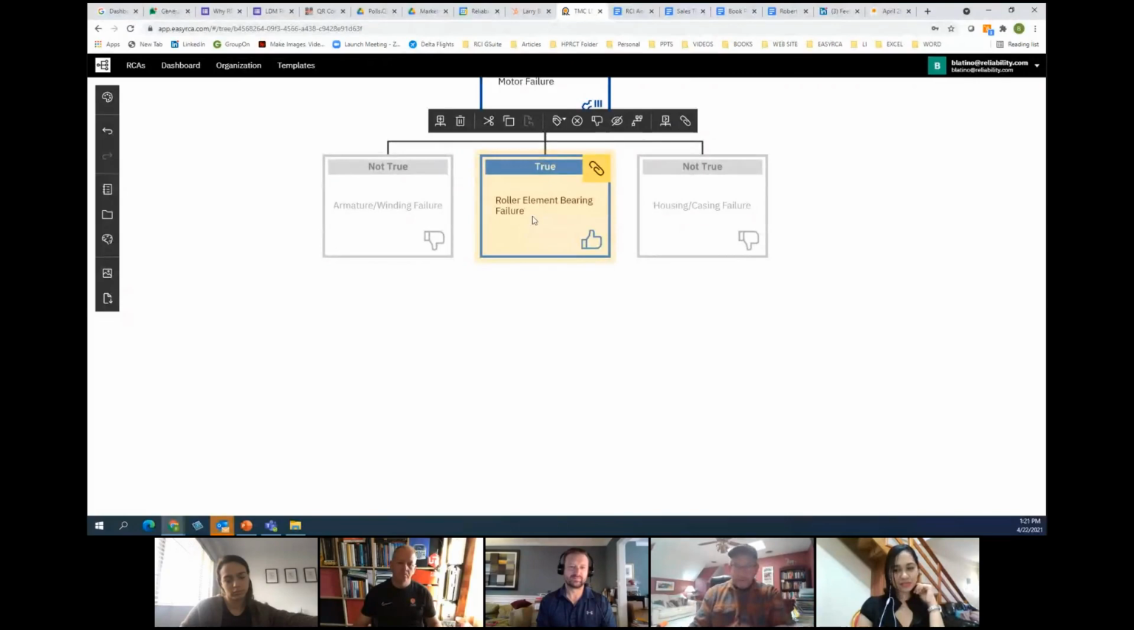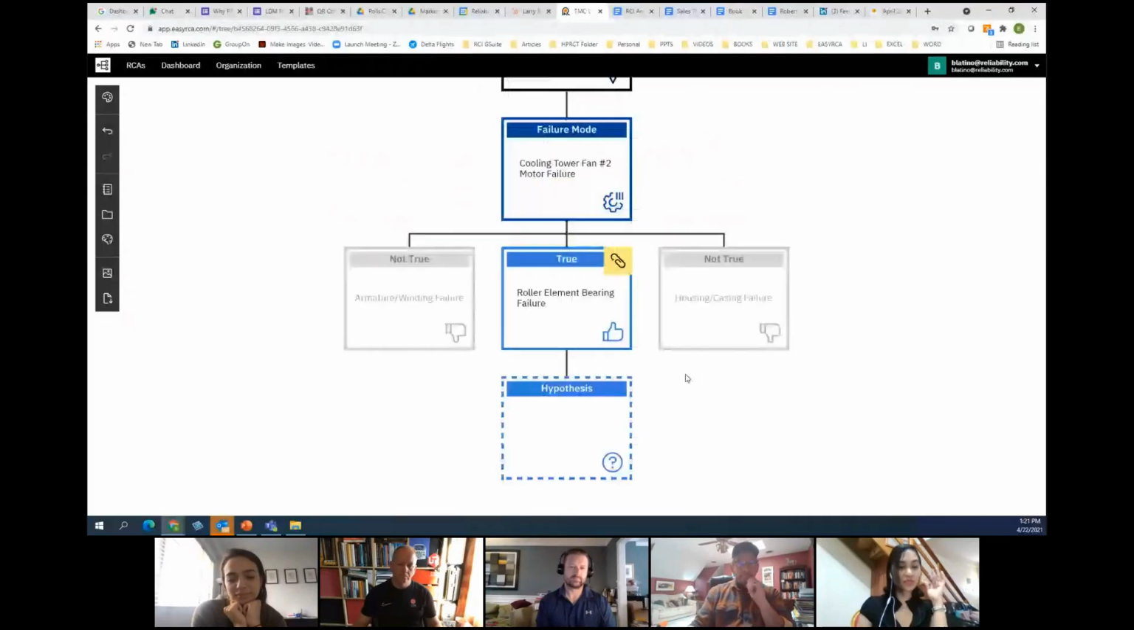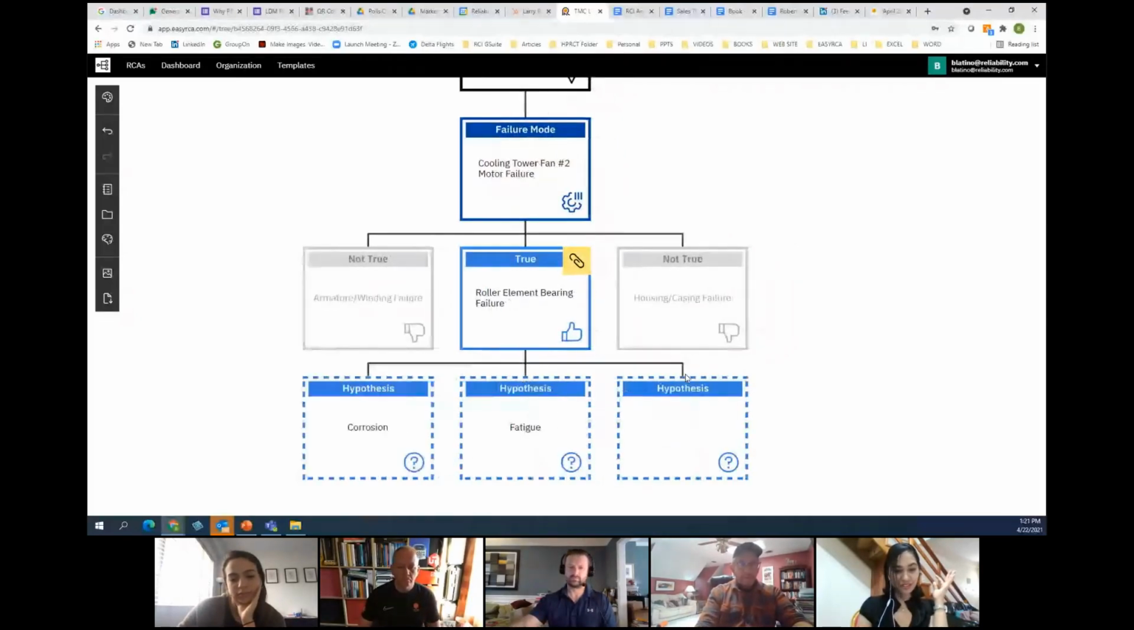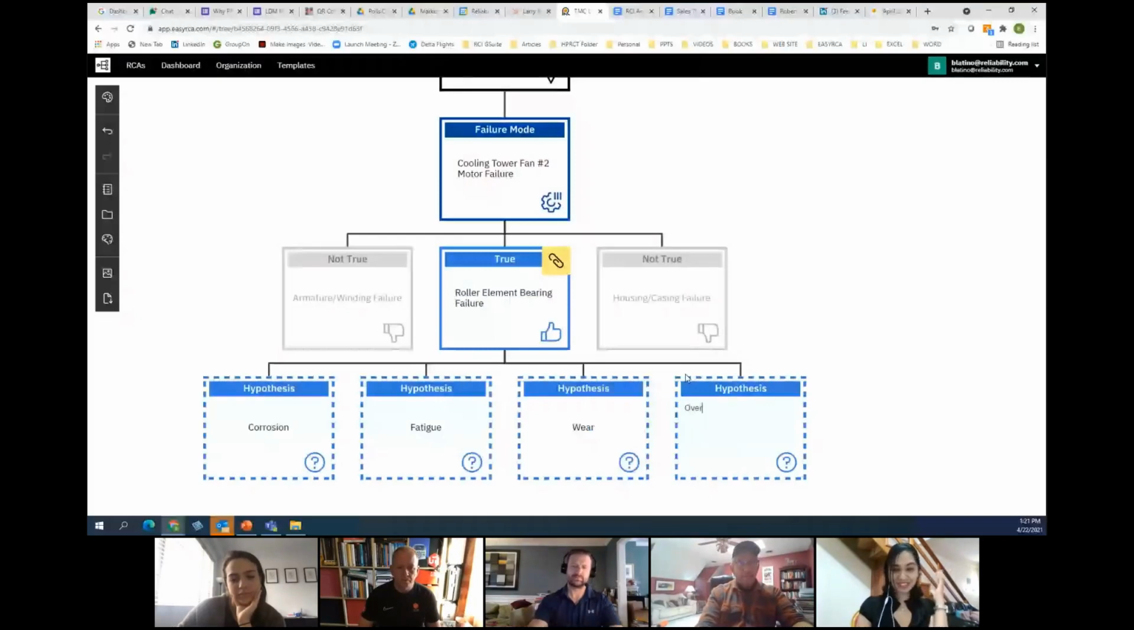Mm-hmm. Well, when that metallurgist gets this particular bearing, they're going to look for certain patterns on that failed component. And what would you say is the ways in which a bearing can fail? You will always have some sort of corrosion, some sort of fatigue, wear. Of course, you must have some kind of wear going on there. What else would you have? Overload. Overload is a huge one.